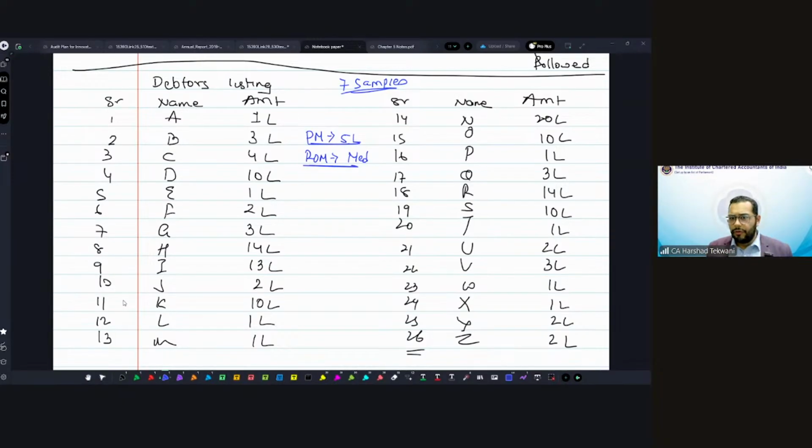Okay, so this is the performance materiality file. Risk of material misstatement is medium after considering the control testing. Now tell me the samples. How will you select and what samples will you select?